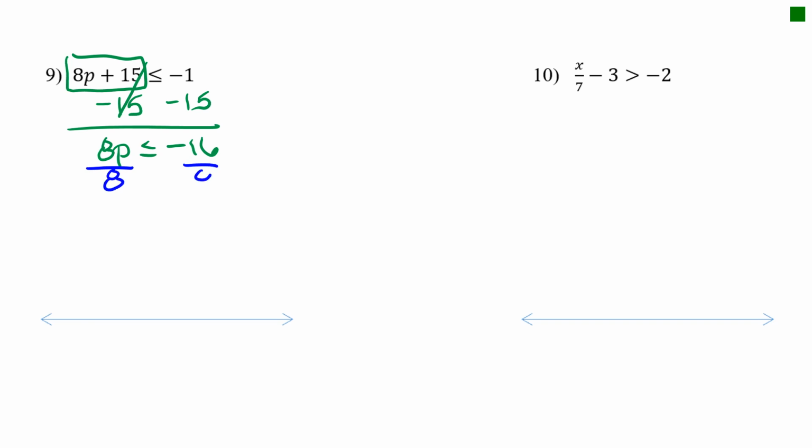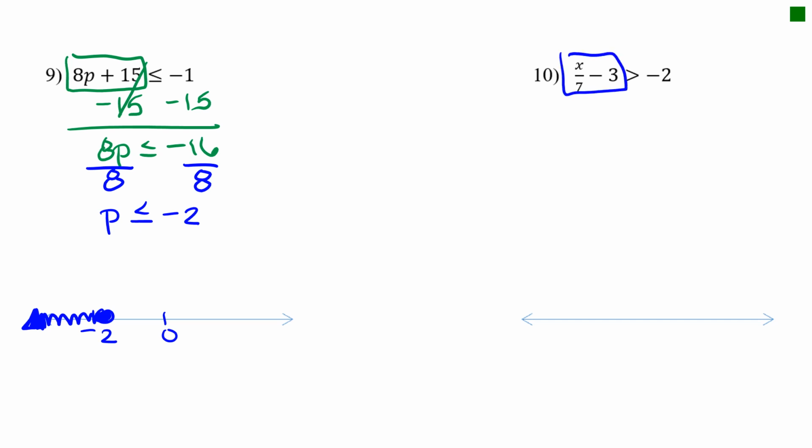When you divide, you decide. Am I going to do any flipping? No. Leave the less than or equal to, and negative 16 divided by 8 is negative 2. So there's your 0, there's your negative 2. Less than or equal to is a closed circle. We want the p's less than, so we want the smaller numbers that are smaller than negative 2. What that means, p is your answer. Your answer has to be negative 2 or smaller.